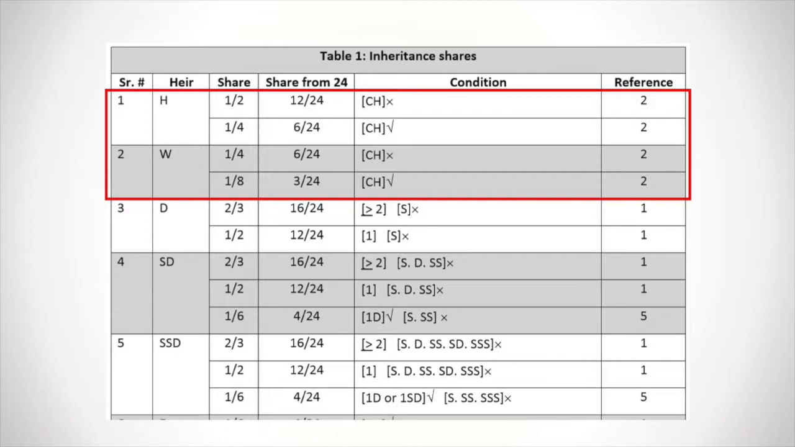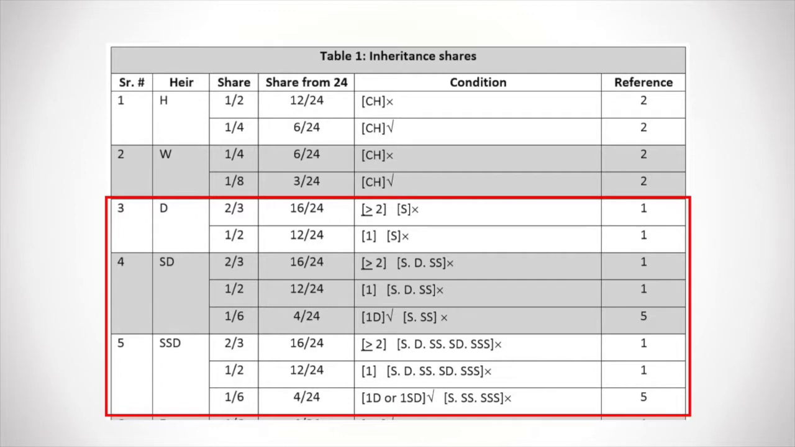The first two heirs are the spouses, husband or wife. So if a woman dies and leaves behind a husband, then the husband's share would be 1/2 if children are not present. If children are present, the share would be 1/4 or 6 over 24. Similarly, for a wife who is left behind, if the dying person did not have any children, then her share will be 1/4. But if the dying person had children, then the share of the wife will be 1/8.